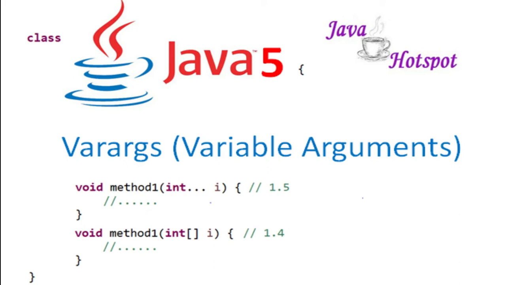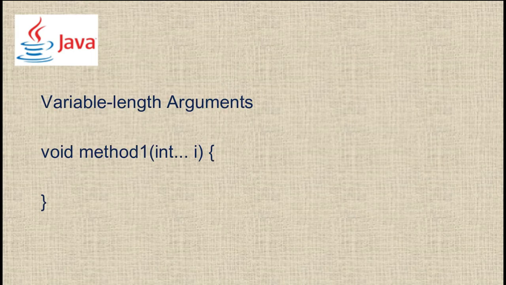Hello friends, let's discuss Java 5 features, variable length arguments, which is also called variable arguments. In short form, we can call it var args. This variable argument can be defined in the method signature as a parameter. It will be similar to an array. The var args will take a number of arguments or an array of arguments.